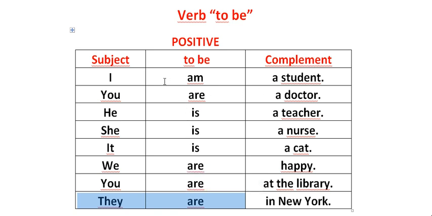And after that there is a complement. I am a student, you are a doctor, he is a teacher, she is a nurse, it's a cat, we are happy, you are at the library, they are in New York.